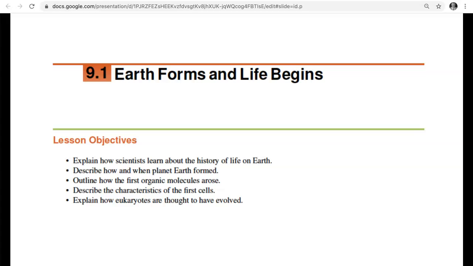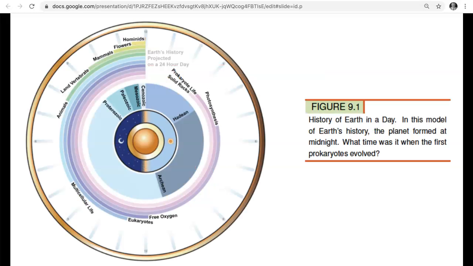So in 9.1, we'll talk about how scientists learn about the history of life on the planet, describe how the planet first formed, organize the first organic molecules, talk about those, and a couple other things. So let's take a look.